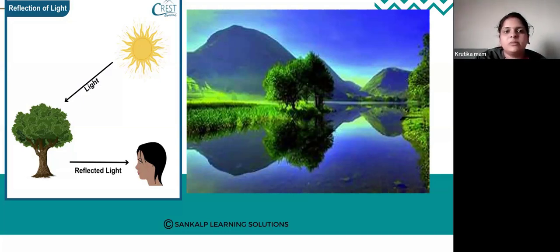So here what you are observing, this is also the reflection of light. Okay, it is a natural phenomenon. At the river side, you can see a tree, and you are able to see the inverted image of that tree. This is also because of the reflection of light. Okay, so let us see here.